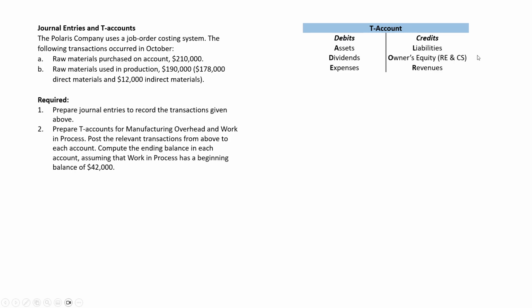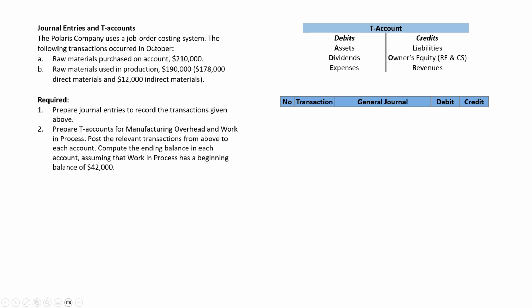Whereas liabilities, owner's equity, and revenues are all increased on the right-hand side or the credit side. And I want to note that owner's equity, what I mean by that is the two major components of retained earnings, profit retained in the company, and common stock or investment by our stockholders. That's what owner's equity includes. Now that we have a refresher, let's go ahead and start building some of our journal entries.